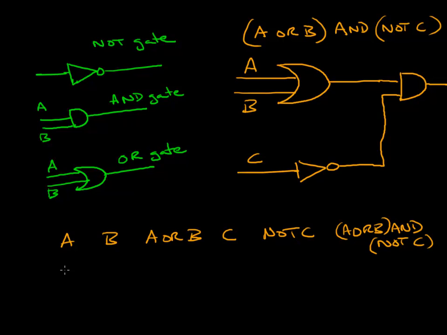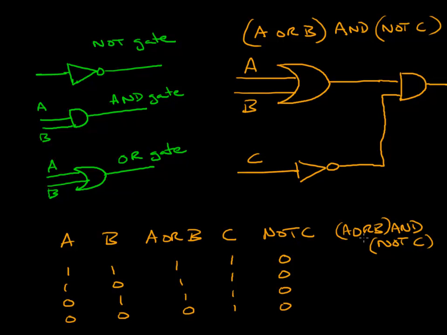So let's look at what happens. If I put in a 1 and a 1, A or B will be 1. 1 and a 0 will be 1. 0 and 1 will be 1. And 0 and 0 will be 0. Then in C, I can then have another 4. And so let's just go with C being a 1. NOT C will therefore be zeros.